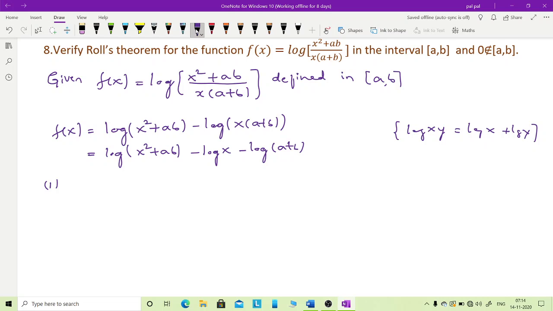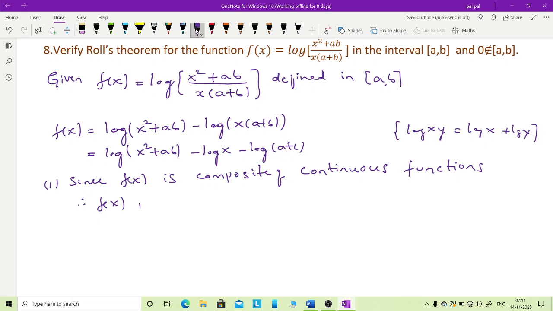Since f of x is a composite of continuous functions, therefore the given function f of x is continuous. F of x is a continuous function. No doubt in it, it is clearly a continuous function.